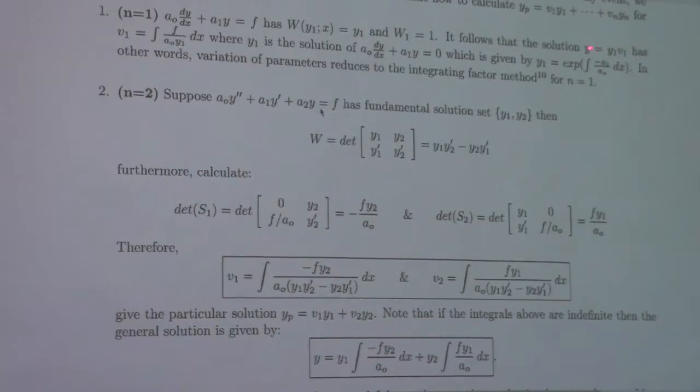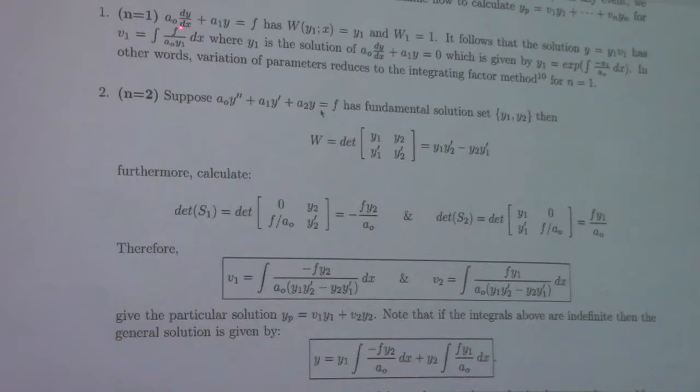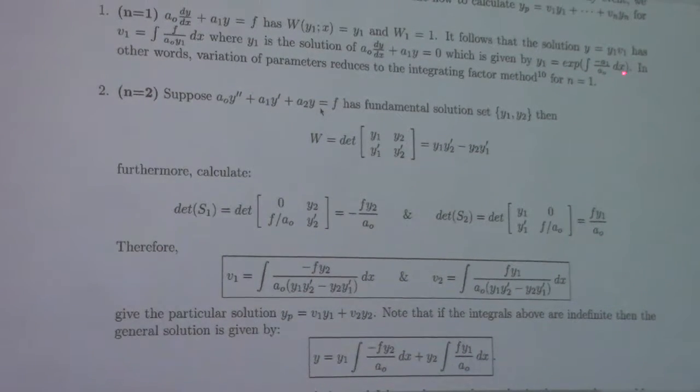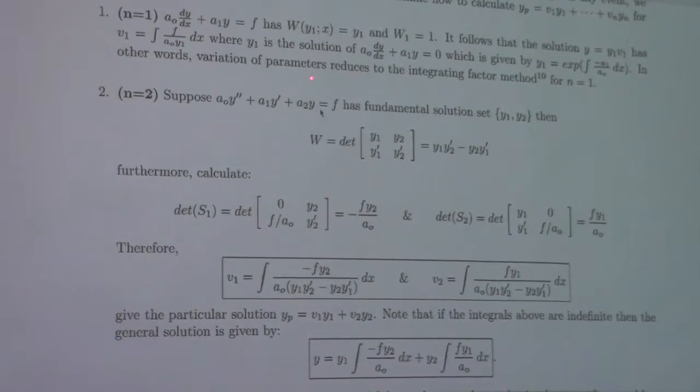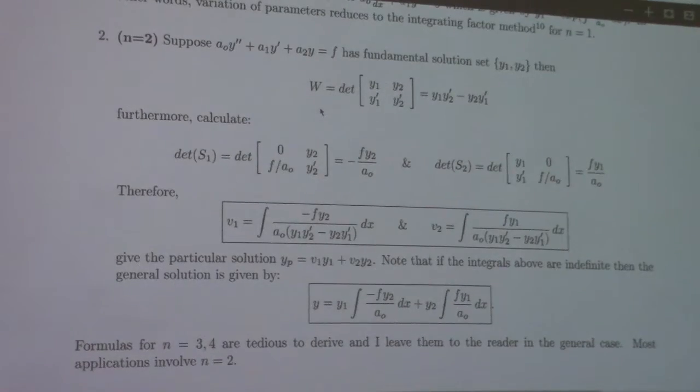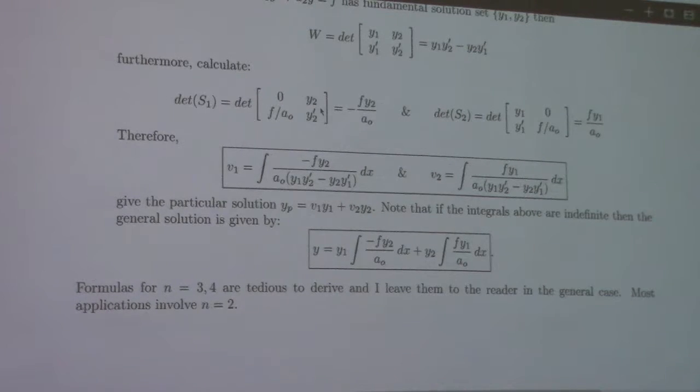It follows the solution y equals y1 v1, where v1 equals the integral of f times the sub-Wronskian, which is 1, divided by a naught times the Wronskian, which is y1, right? In other words, y1 is equal to the exponential of the integral of minus a1 over a naught dx. In other words, the variation of parameters formula reduces to the integrating factor method in the n equals 1 case. So I don't always tell this to people, but you guys seem friendly, so I told you. And here's how the formula reduces to the thing we derived by hand-to-hand combat today for n equals 2.